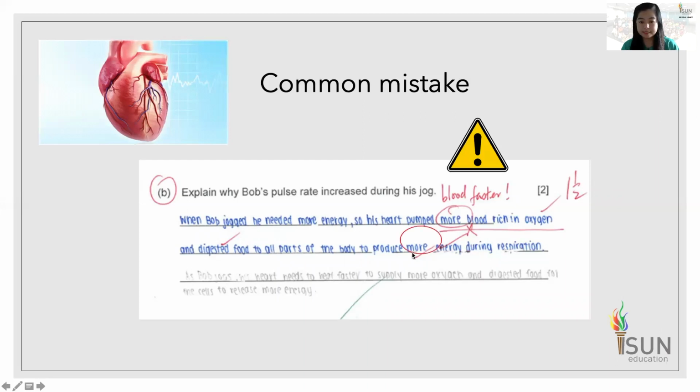Now, another mistake is this word. I have some students that did not write the words more energy. So the student just wrote to produce energy during respiration. And in fact, the teacher minus 1 mark. So beware. Remember to write in the words more energy.